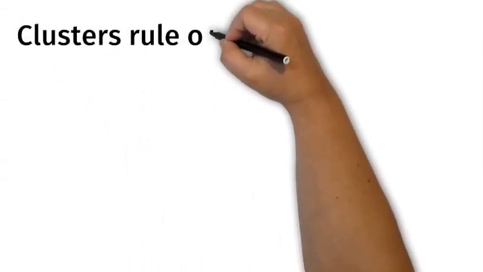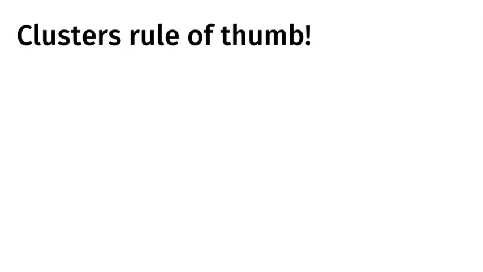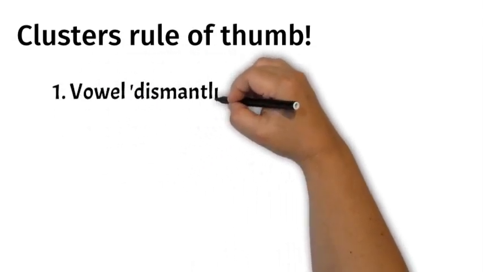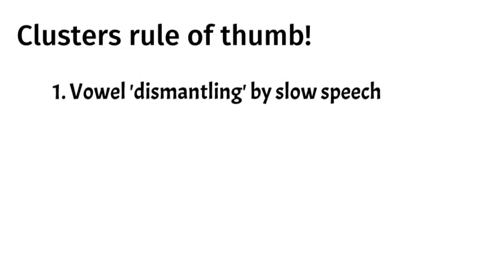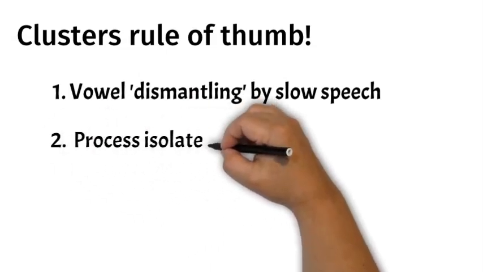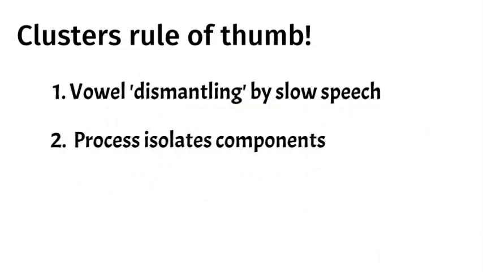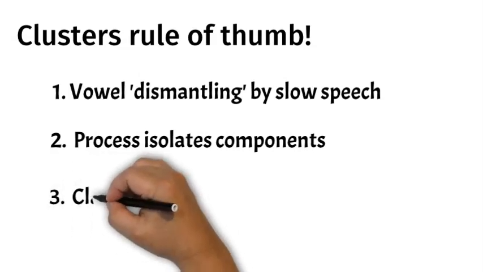As a rule of thumb, a vowel cluster that sounds like a diphthong, when spoken quickly, can be dismantled into its separate vowels by slowing the speech. This process not only isolates the components, but also enhances clarity. This defining characteristic applies to vowel clusters, but not to diphthongs.